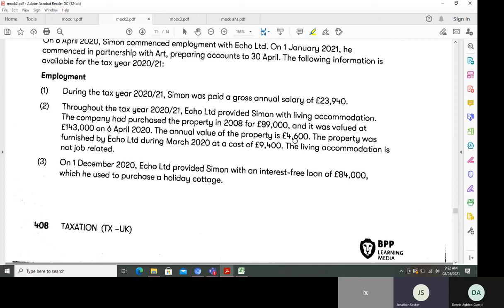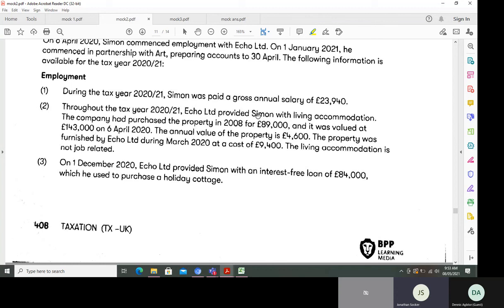After that, we check if the accommodation is expensive. The accommodation is expensive where the cost is more than 75,000. In this question, we're told that the cost is 89,000, so this is more than 75,000. So there will be an additional benefit, and we're also given the market value.